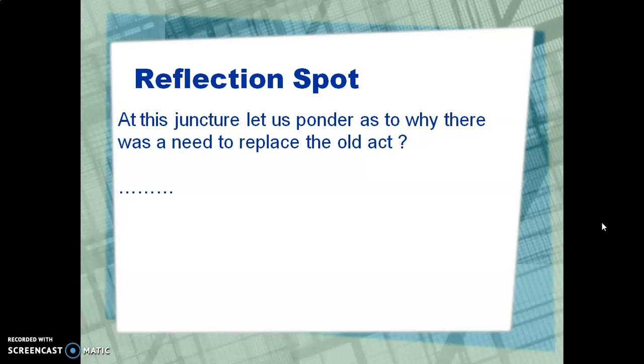At this juncture, let us stop for a moment and give a thought to this question. Why was there a need to replace the old Act? I would like you to take a moment and write down in your copy as to why you think that the old Act needed to be replaced by the new Act. Please pause the video for a moment as you write down your answers, and then we will tally it with the answers that I have provided on the next slide.